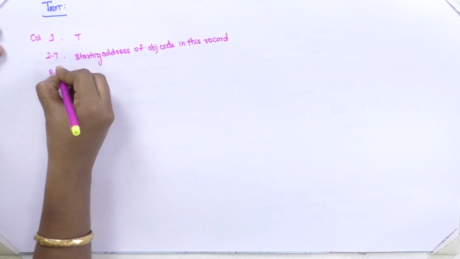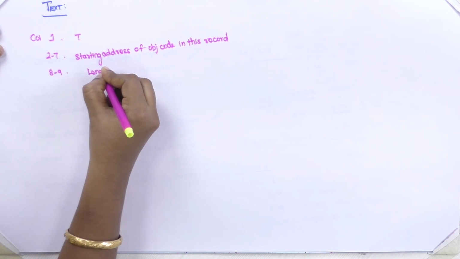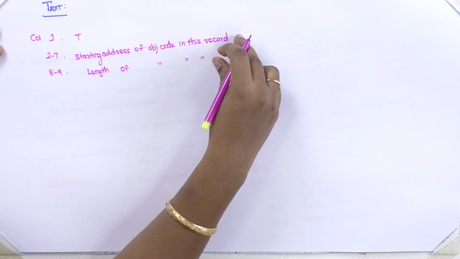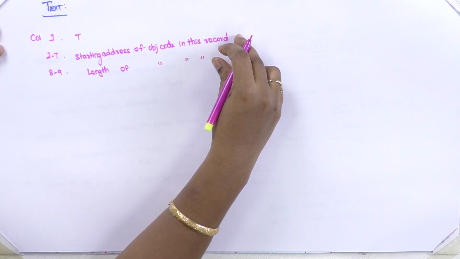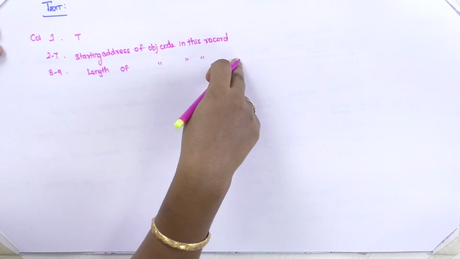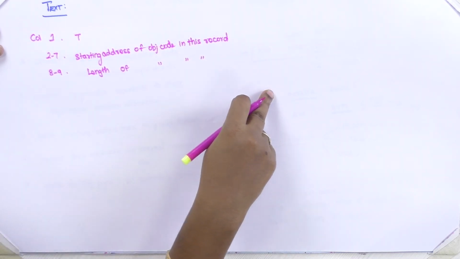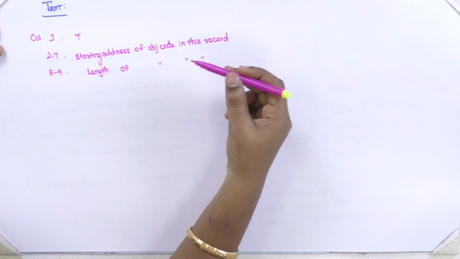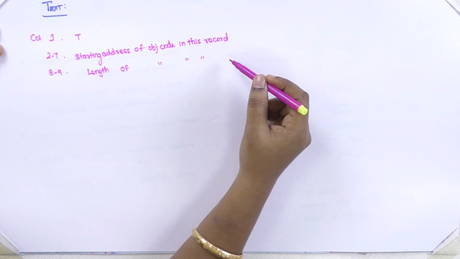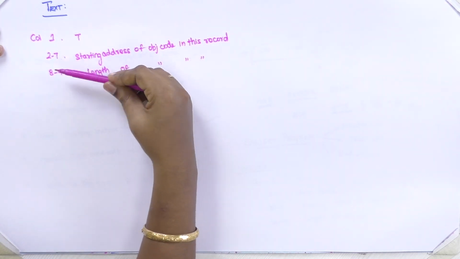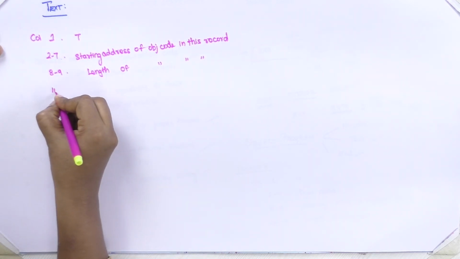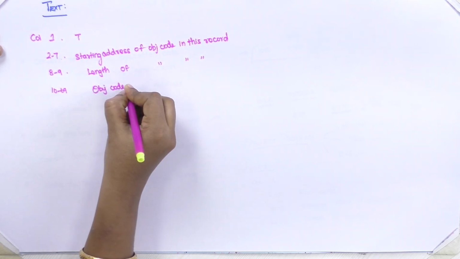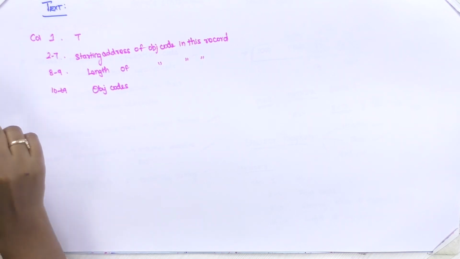Then columns 8 to 9 will contain the length of the object code in this record. In a particular text record, we can store up to 10 object codes at a maximum. After storing 10 object codes, we will write the next text record. The starting address of the object code in that record and the length of the object code stored in a particular text record will be specified in columns 2 to 7 and 8 to 9. Then columns 10 to 69 will contain the actual object codes. So this is about the text record.